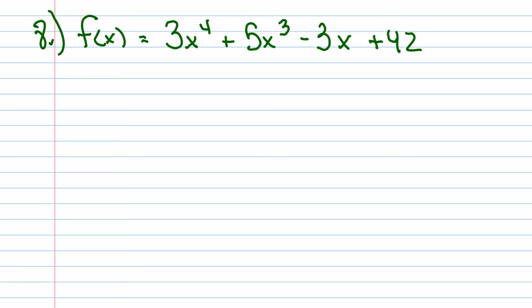Alright, number 8, I have 3x to the 4th plus 5x cubed minus 3x plus 42. I find my p's and q's. Well, 42 is my p.